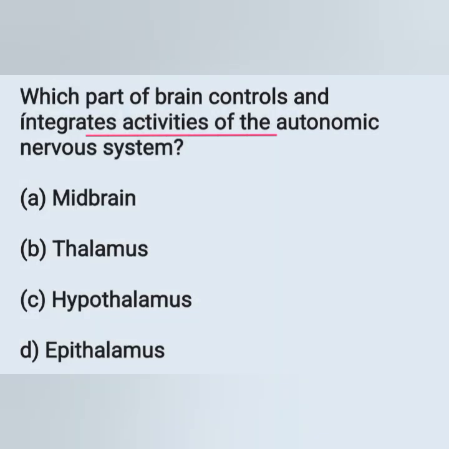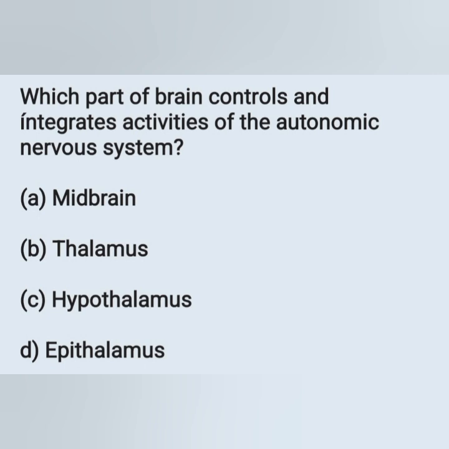Move on to the next question. Which part of the brain controls and integrates activities of the autonomic nervous system? Options: option A midbrain, option B thalamus, option C hypothalamus, option D epithalamus. Our question is, the part of the brain that controls and coordinates the activities of the autonomic nervous system.